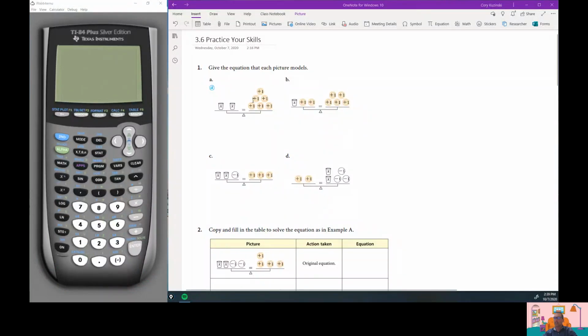We've got: give the equation that each picture models. Okay, not too much of a problem for us here, I don't think. We've got x and x on the left, so we'll call that 2x. Got our equal sign in the middle, and we've got 1, 2, 3, 4, 5, 6 on the right. So that's the equation. No need to solve it. That's not what we're being asked to do right now, just to write the equation that's modeled.